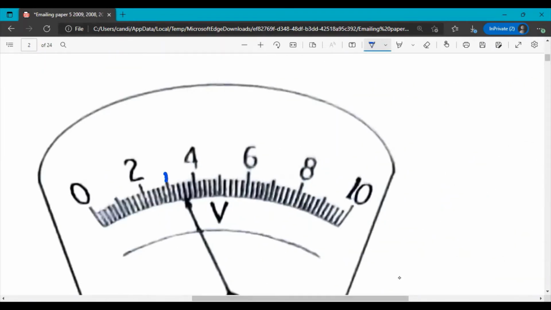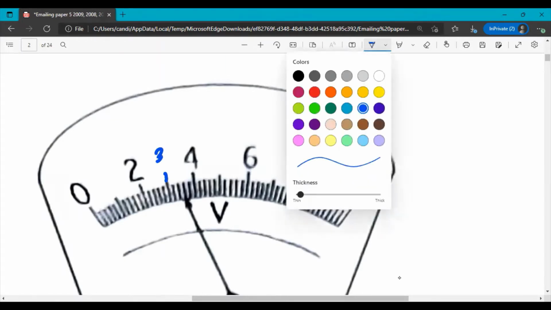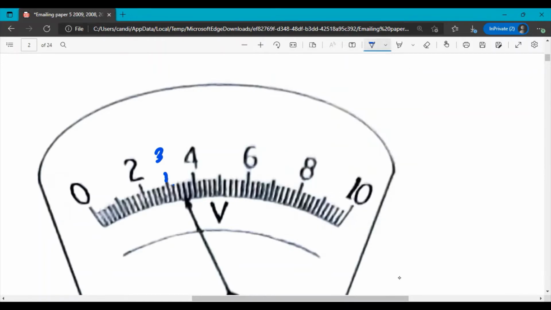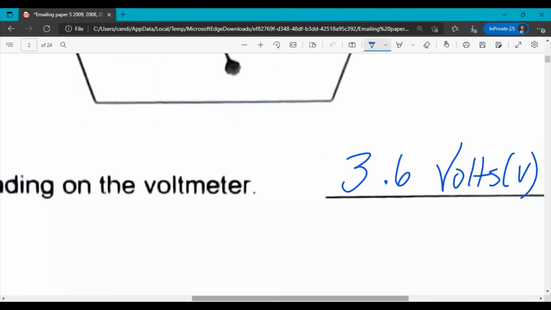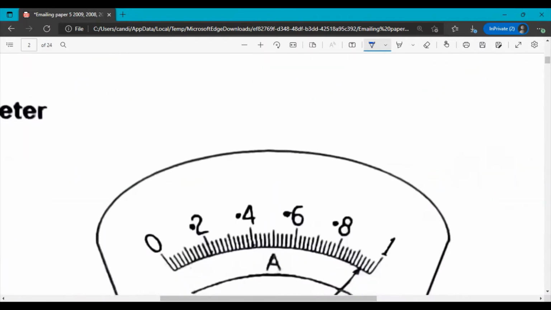Halfway between 2 and 4, of course, is 3, and we're going to be counting in, sorry, not 2s, 0.2. So this would be 3.2, 3.4, and right where the needle lands is 3.6. So that's the measurement, 3.6, and you have to put the unit, so volts, or you can just write the word volts. Okay. Part B, state the reading on the ammeter now.